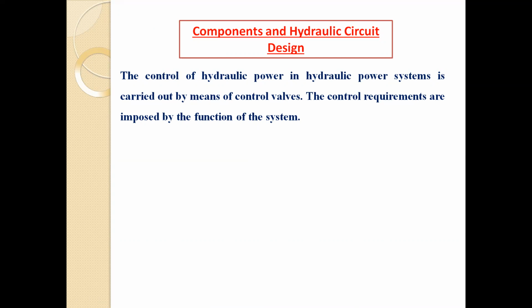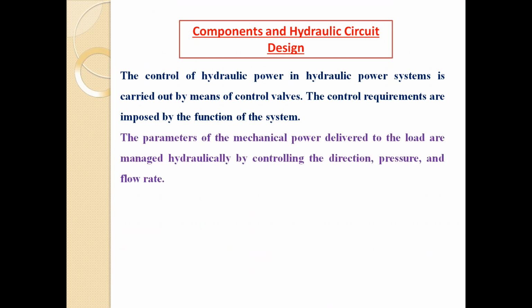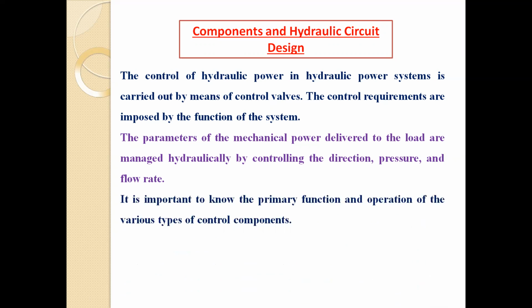The control of hydraulic power in hydraulic power system is carried out by means of control valves. The control requirements are imposed by the function of the system. The parameters of the mechanical power delivered to the loads are managed hydraulically by controlling the direction, pressure, and flow rate. It is important to know the primary function and operations of various types of control components.